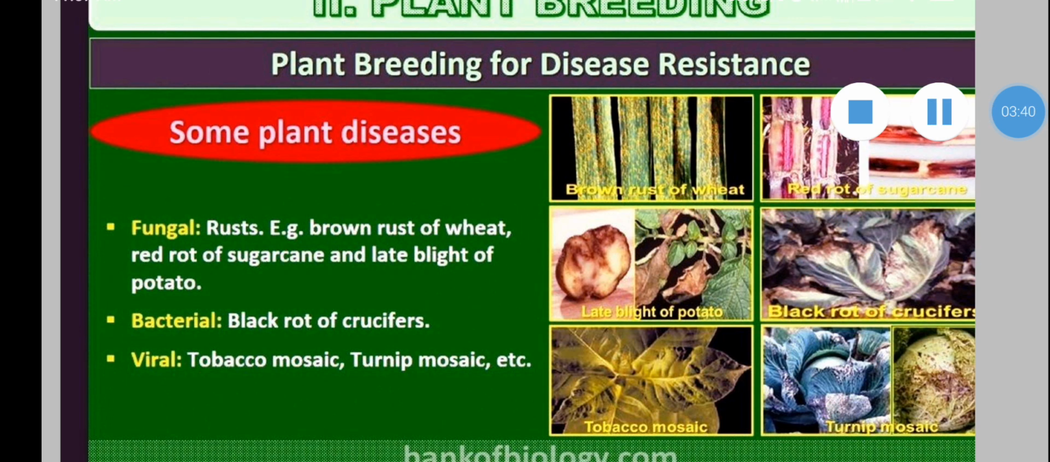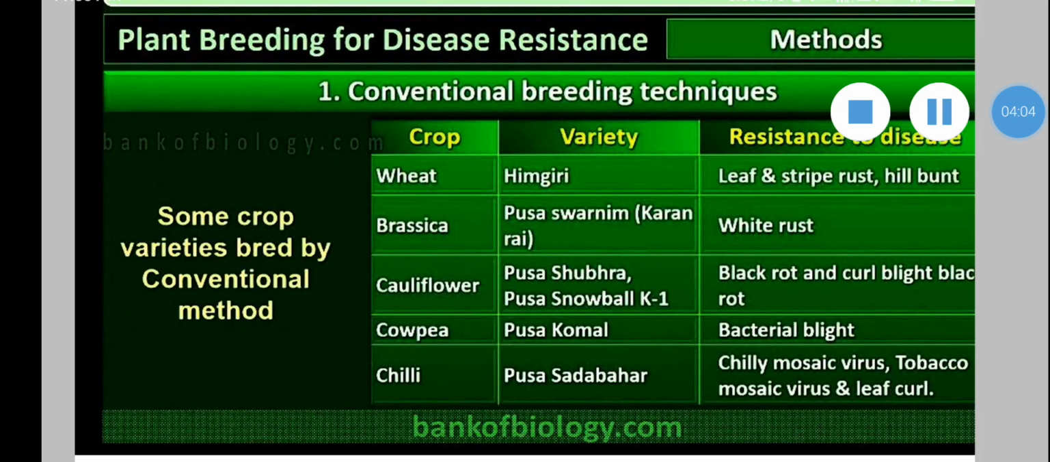You can see here in the nearby pictures, these are some plant diseases. To cure or to prevent these plant diseases, there are different varieties of plants created by hybridization or plant breeding techniques. So you can just go through the chart. These are the different varieties of wheat, brassica, cauliflower, chili formed biotechnologically or by hybridization technique to resist the different types of diseases.